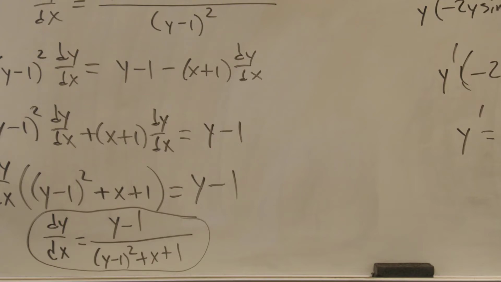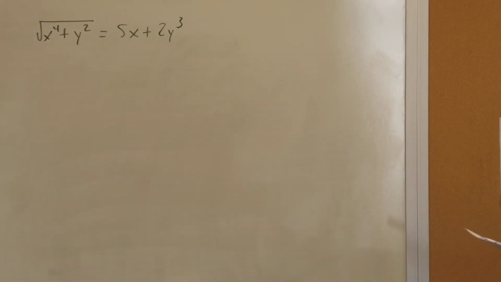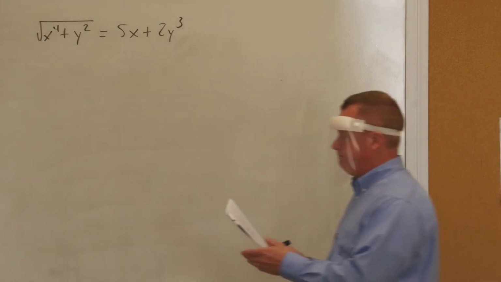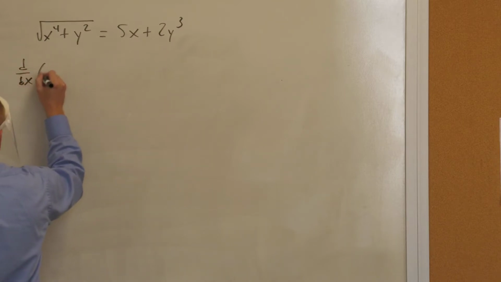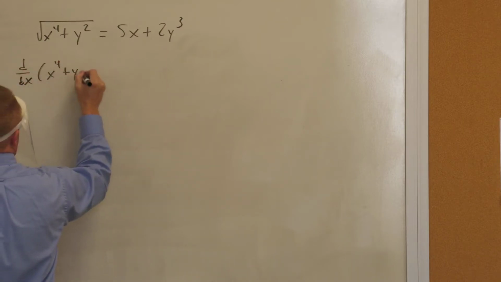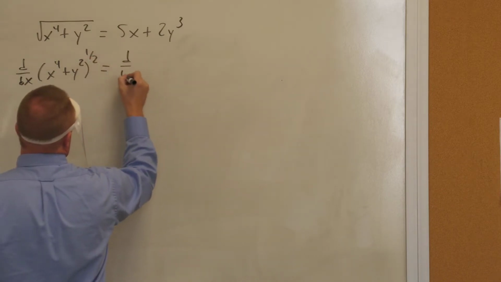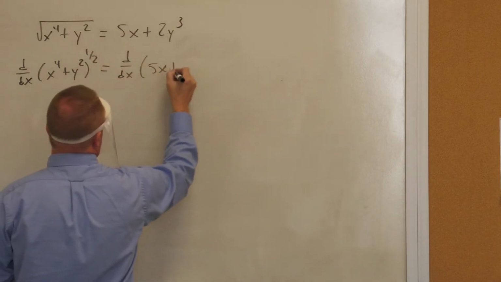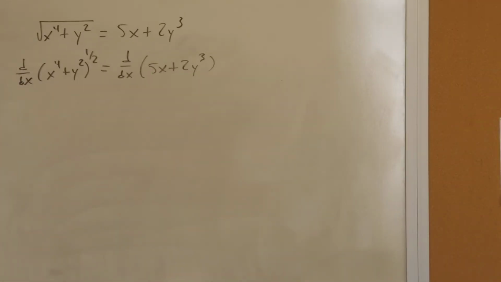Any questions about that one? This one you definitely could not do without implicit differentiation. It has to be implicit to do one like this. So I would go ahead and rewrite this one with a power of 1/2. Okay, so take the derivative of both sides with respect to x.